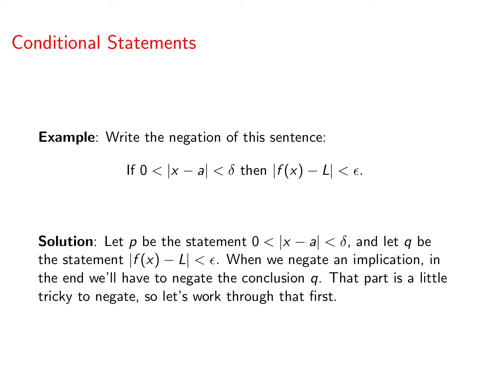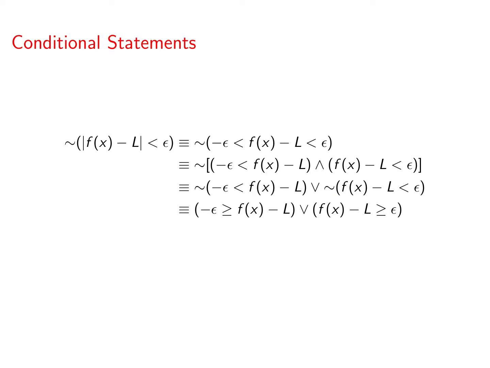Now that part's a little tricky. We're going to have to figure out how to write down the negation of this. And I'm going to do it without any absolute values. Okay, now this looks like pea soup. So let's try to work our way through this.